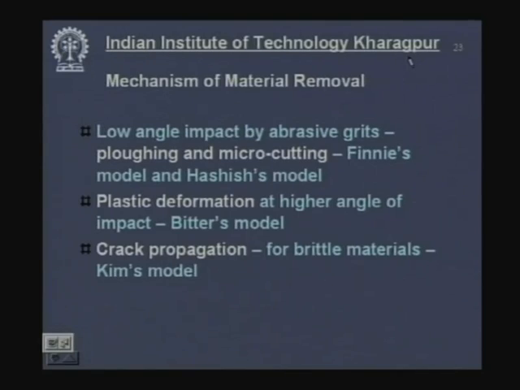Now, let us come to the mechanism of material removal. All the time we are saying it is getting removed. Why is it getting removed? Because of erosion.